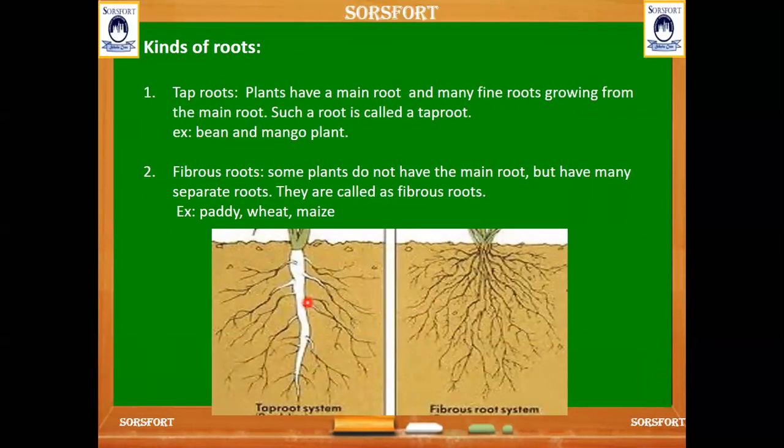And the next one is the fibrous root. These are the fibrous roots. Do we find a main root here as in the tap root? No. These have only separate roots. Many separate roots we can find, and there is no main root. This type of root having many separate roots is called fibrous roots. We can find fibrous roots in some plants like paddy, wheat, maize, and grass. All these plants have fibrous roots.